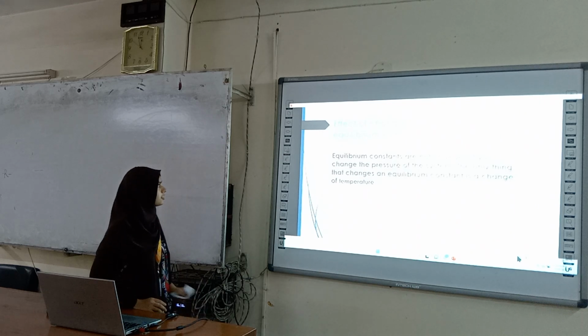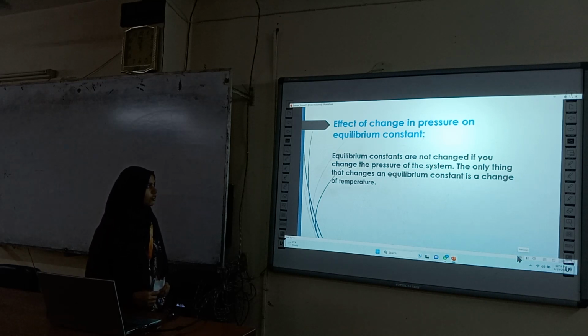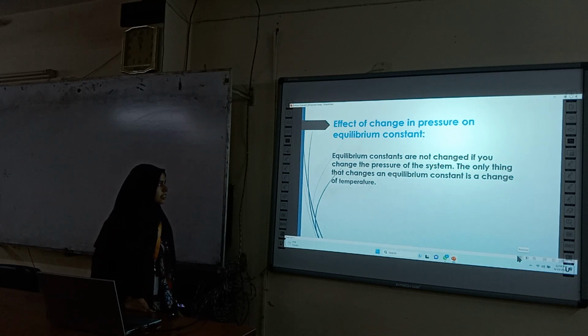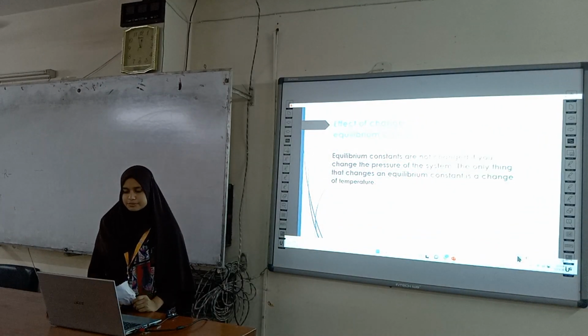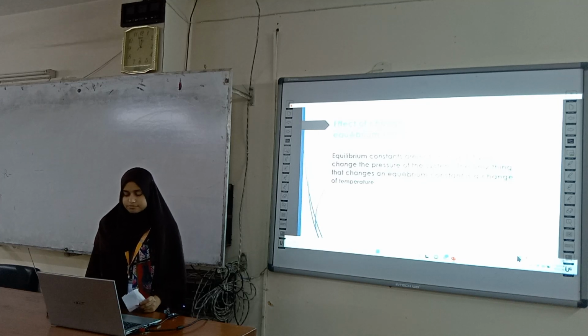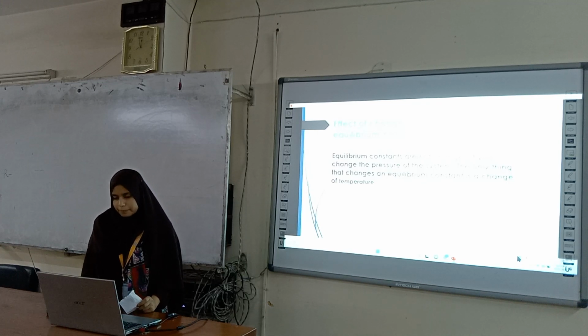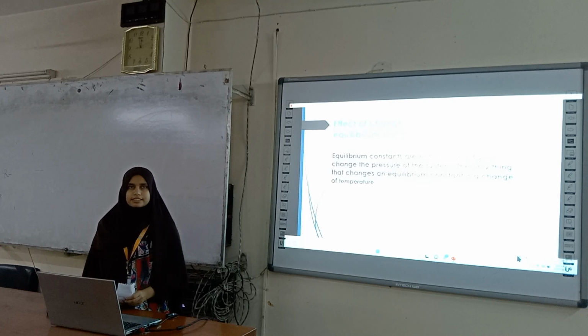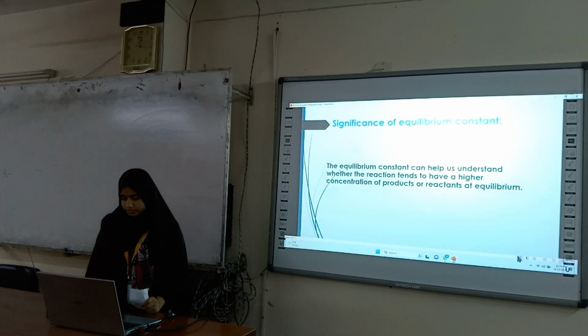Effect of change in pressure on the equilibrium constant. Equilibrium constants are not changed if we change the pressure of the system. The only thing is temperature, which we explained in the previous slide. Also, when pressure is increased, the direction of the reaction will change.